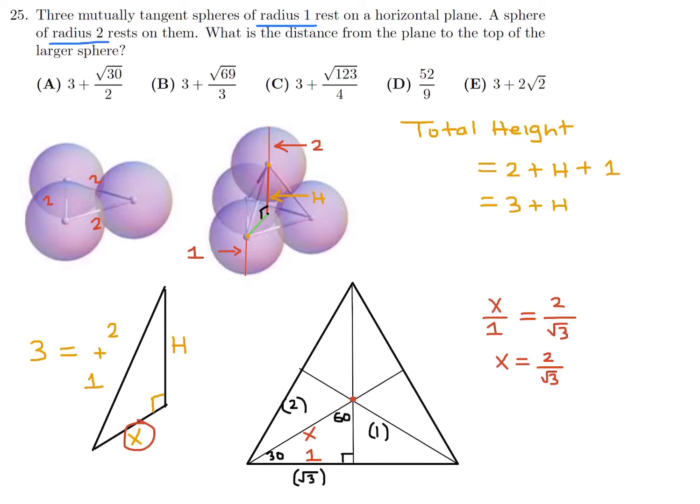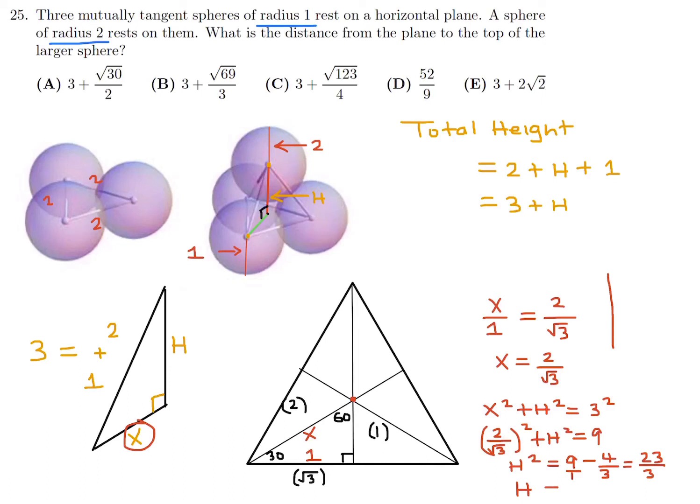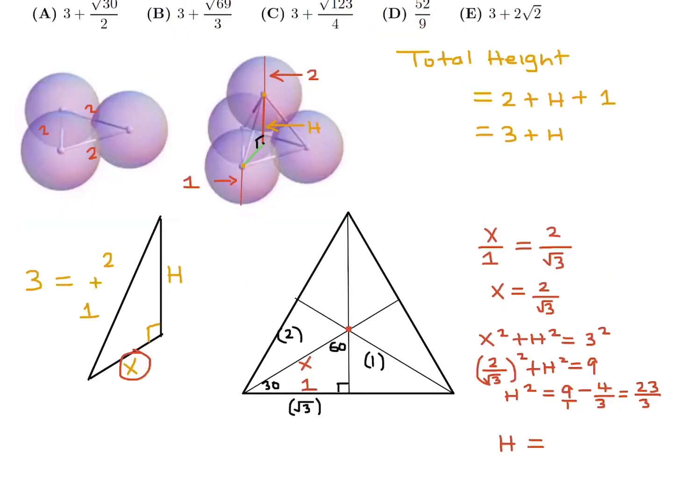Using that triangle and Pythagorean theorem, we have x squared plus h squared is equal to 3 squared. X is 2 over root 3, all squared, plus h squared is equal to 9. And therefore h squared is equal to 9 minus 4 over 3. And if you get a common denominator, you'll get 27 over 3 minus 4 over 3, which would be 23 over 3. And therefore h would be equal to the square root of 23 over 3.